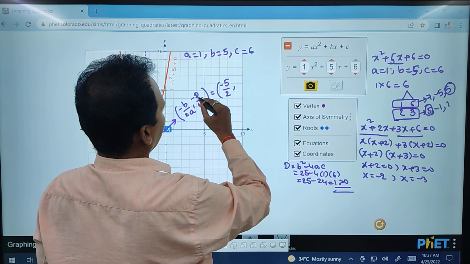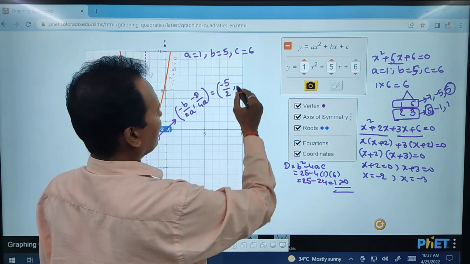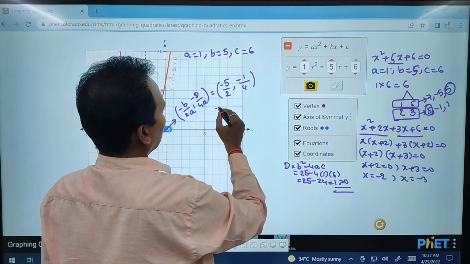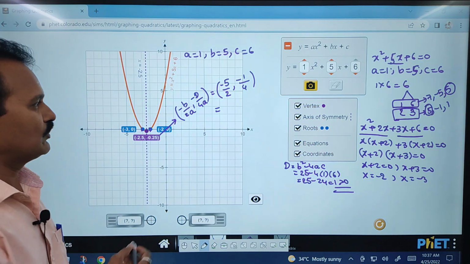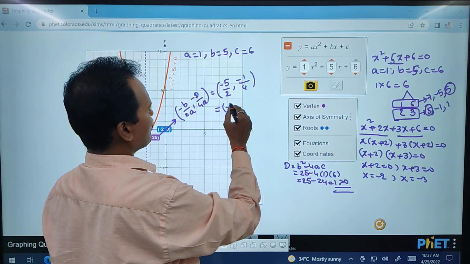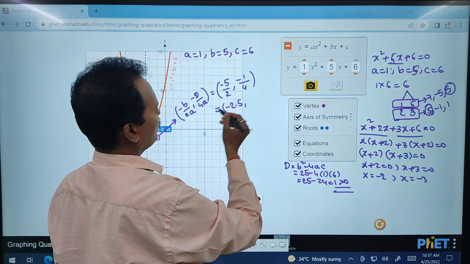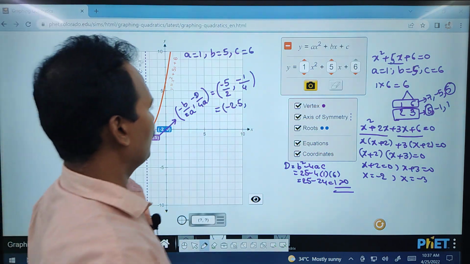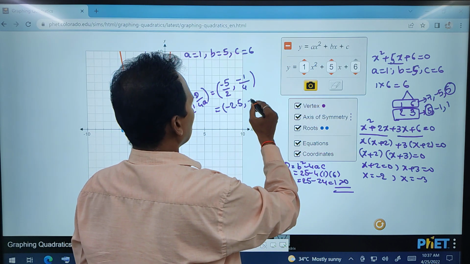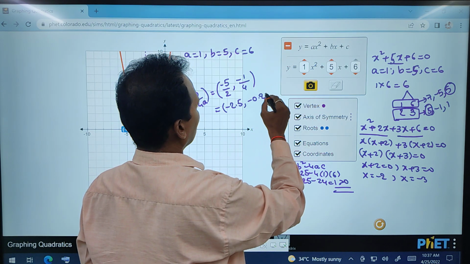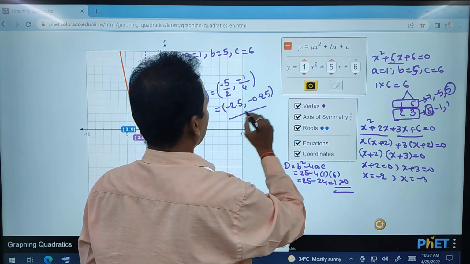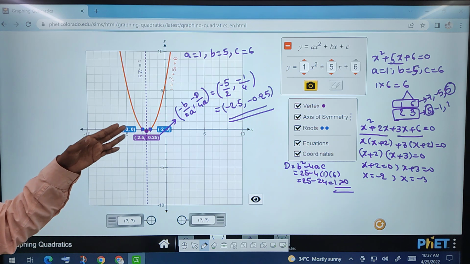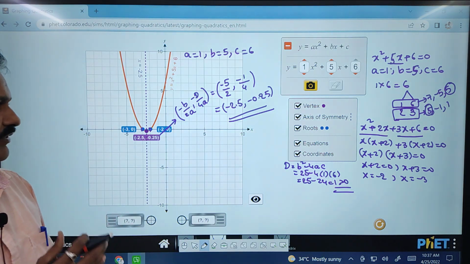Minus 5 by 2 is minus 2.5. Similarly, minus D, here D value 1, so minus 1 by 4 into a, 4. If you divide 1 with 4, you will get minus 0.25. So this is the vertex: minus 2.5 and minus 0.25. By using this formula, you will get the vertex.